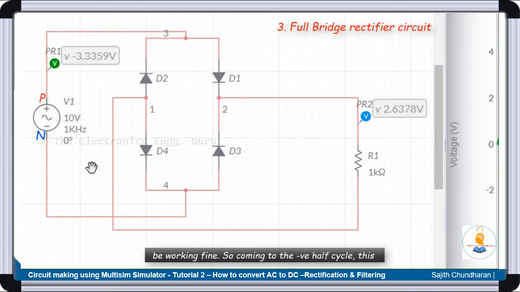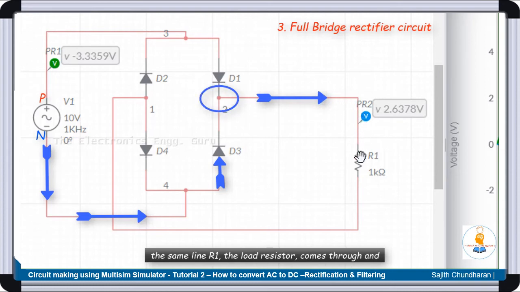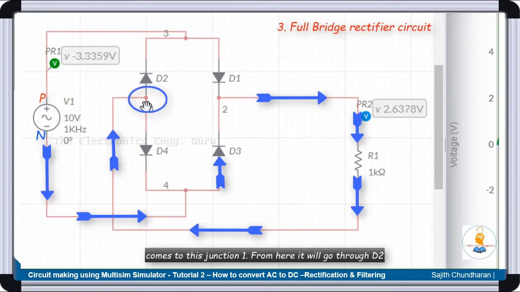So coming to the negative half cycle, the neutral, the down part, would be the starting point, and the current flows through this line and reaches this junction over here, and from here it moves through D3. So this is the path which it takes, as D4 is already reverse biased. Through D3 it goes in, comes through the same line R1, the load resistor, and comes to this junction 1. From here it will go through D2.